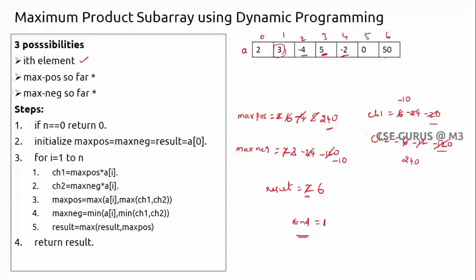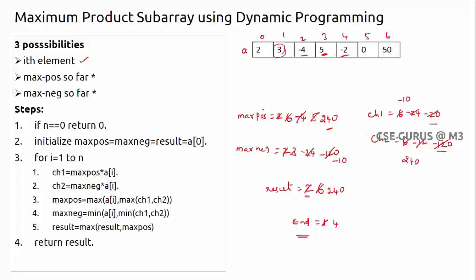Now the next element is 0. Very important here, you can see what happens when you get a 0. And one more thing, we forgot to take result. Result equals max of result comma max positive. What is the result? 6. What is the max positive? 240. So what is the maximum value? 240. So now you update, and end also you have to update, because result is updated. What is the index of this one right now? 4. So update end as 4.